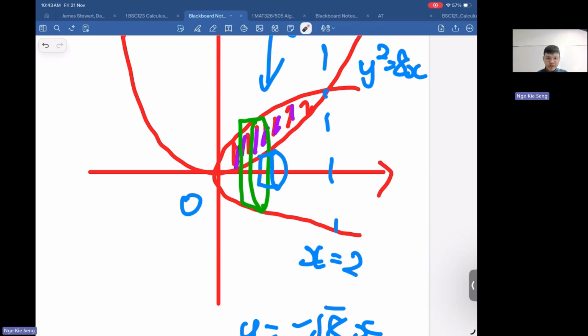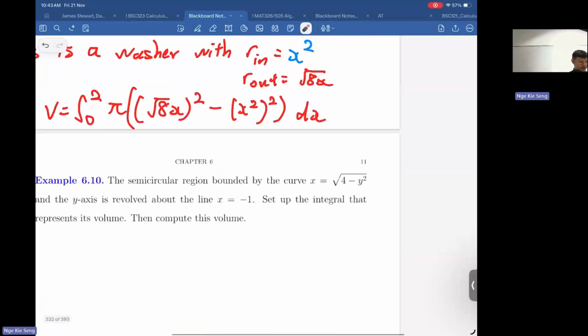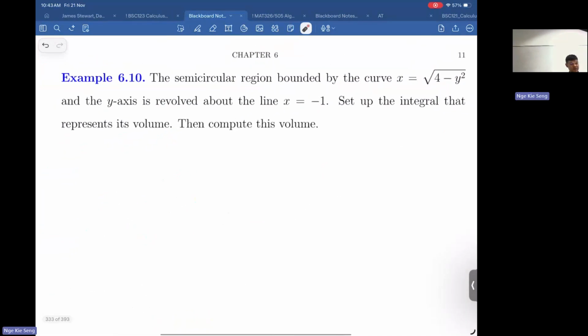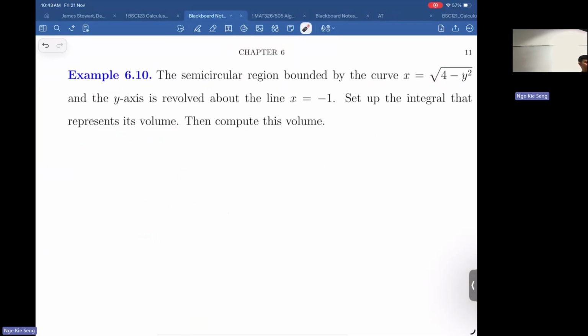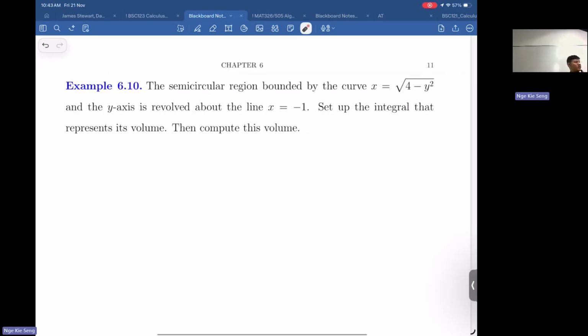All right. Any other question to try? Yeah, we should try one more. I let you try this one. Try and set it up. No need to compute everything. Try and set it up first, and let's check whether what you said is correct. I give you about 2 minutes. Try and set this up. See what is R in and R out.